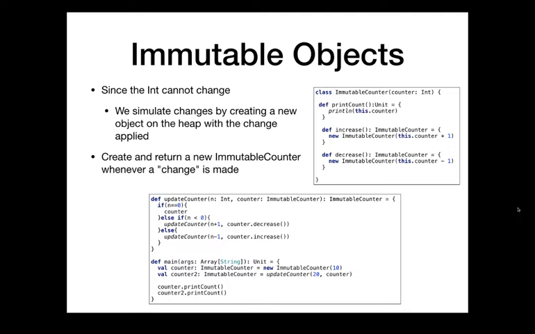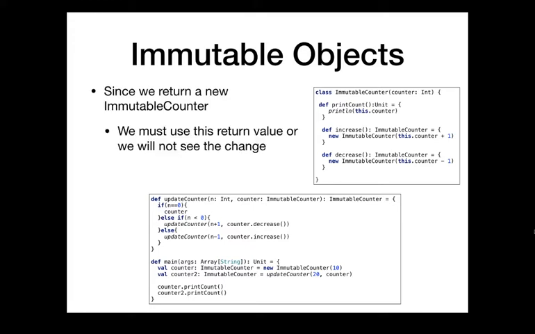I got ahead of my slides, but each time we call increase or decrease, we're actually creating a new object, putting that new object on the heap, and then returning a reference to that new object. It's really a feature of these immutable classes that we're going to create extra copies of them, put those copies on the heap, and then return references to those copies whenever we want to simulate a change. It's going to be a theme throughout today's whole lecture, that way of doing things.